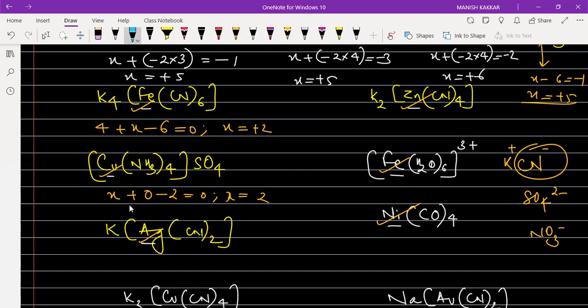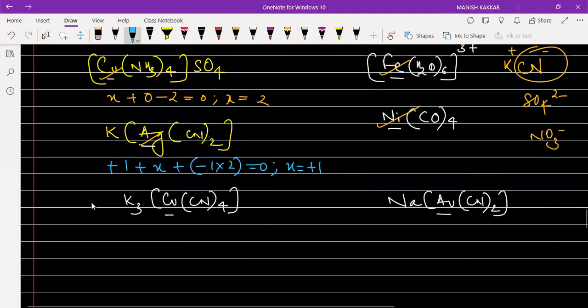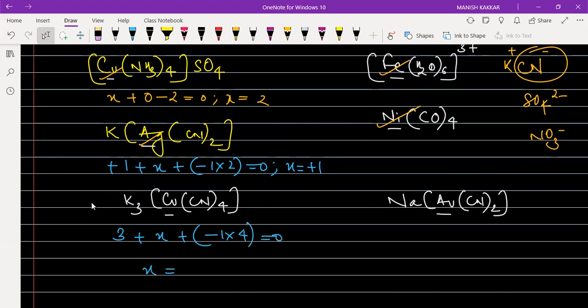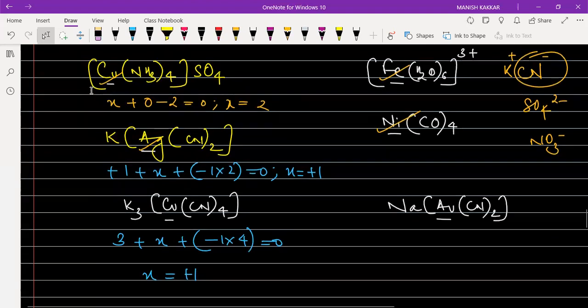In KAg(CN)2, potassium is +1, silver plus -1 into 2 equal to 0. So silver is coming out to be in the +1 oxidation state. In K3Cu(CN)4, it will be 3 plus x minus 1 into 4 equal to 0. So x will come out to be equal to +1.